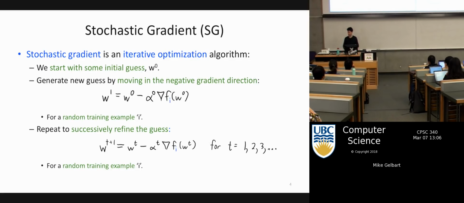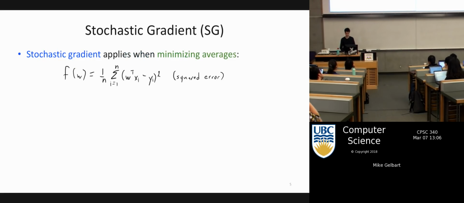Connor: Is it a different training example at each iteration? Yes. Let's assume that at each iteration we're randomly picking a training example. Okay.